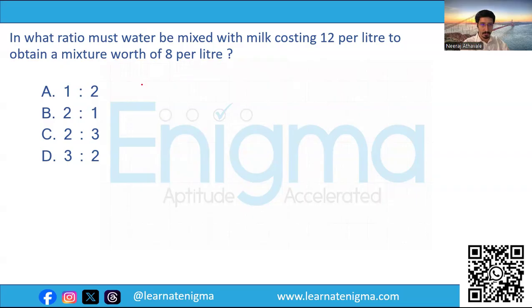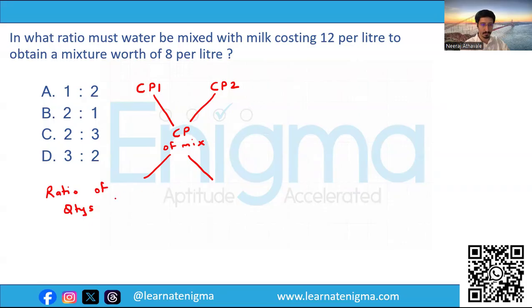In such kind of questions, we first have to write down the cost price of the first object mentioned in the left corner, the cost price of the second type mentioned in the right corner, and here we write down the cost price of the mixture. Now, once you do cross subtraction, what you get is the ratio of the quantities in which the two types are mixed. Okay. Now, let's focus on this particular question.